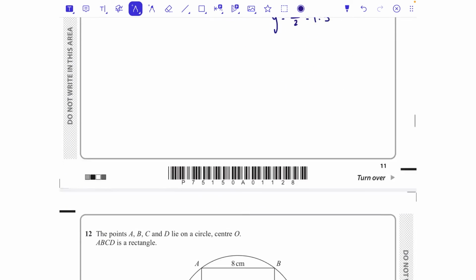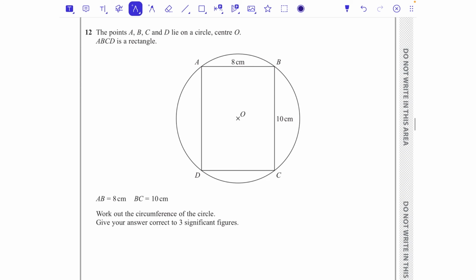Question number 12. The points A, B, C and D lie on a circle centre O. A, B, C, D is a rectangle. A to B is 8 and B to C is 10, as we can see on the picture. Work out the circumference of the circle. Give your answer correct to 3 significant figures.